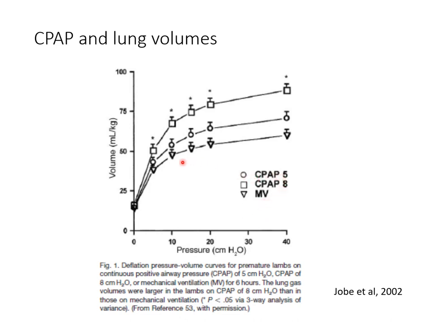So this is CPAP 5, and this is CPAP 8 at the top, and the lower is the mechanical. We can see that with CPAP, a good amount of lung volume was able to be generated in premature lambs, even when they are on just CPAP and not mechanical ventilation.